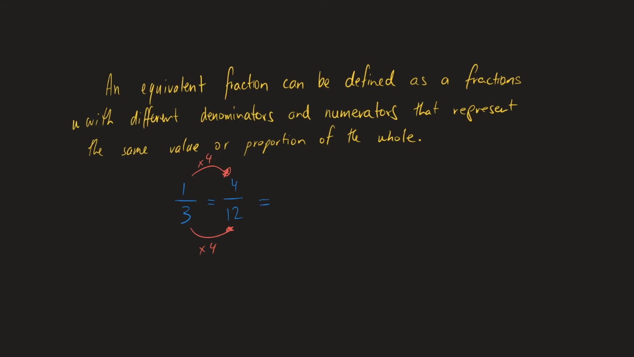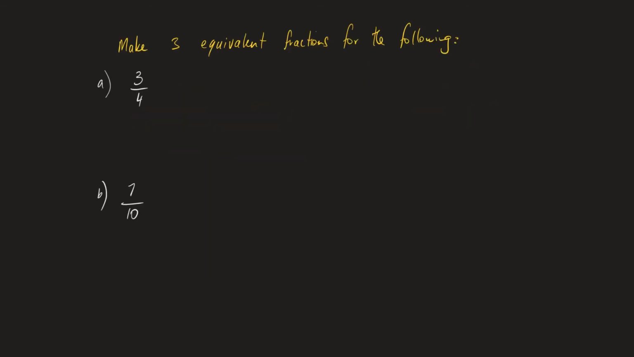Let's say I did another one, and this time I'm going to multiply by 6. Let's see what we get. So 1 multiplied by 6 gives me 6, and 3 multiplied by 6 gives me 18. So they are all equivalent fractions, and I can keep going on with those forever. So now what you need to do is make 3 equivalent fractions for the following. So we've got 3 over 4 and 7 over 10.